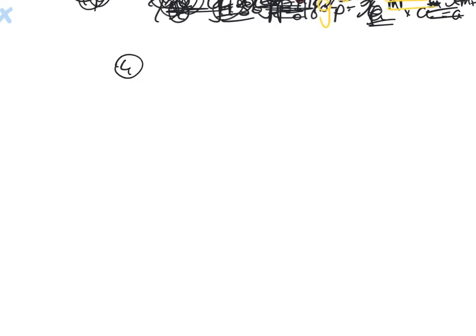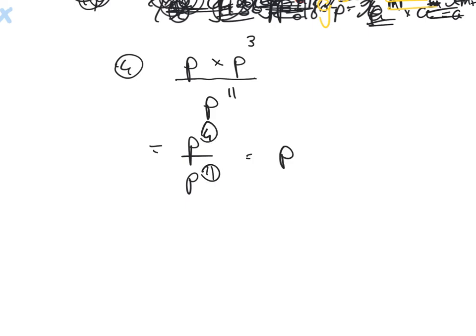Example 4. Let's go p times p cubed over p to the 11. What number's up here even though I can't see it? The number is 1. So 1 plus 3 is 4. And that's p to the 4 divided by p to the 11. Now subtract the powers. 4 take away 11 is minus 7. Final answer, p to the minus 7.